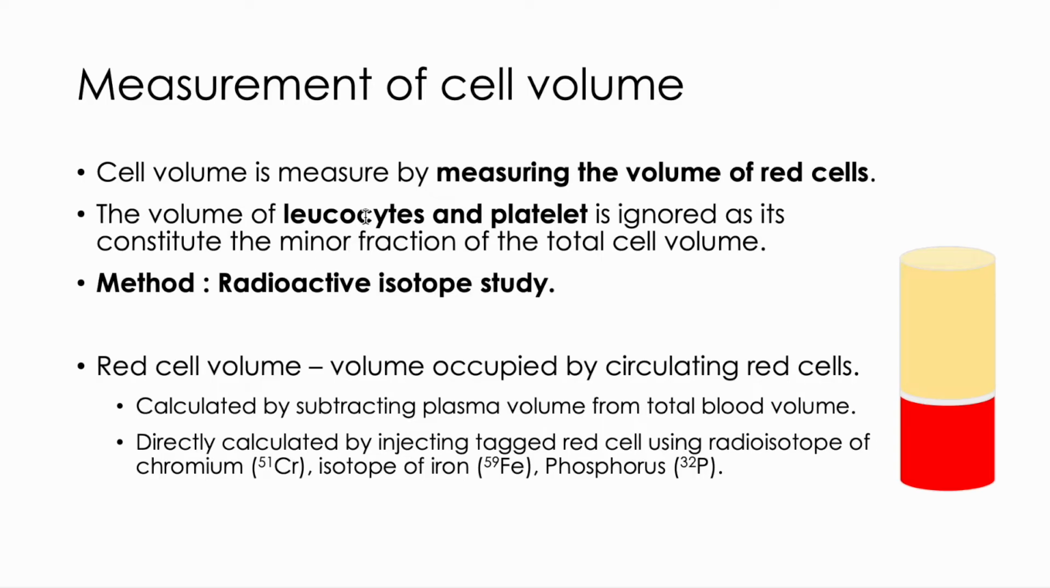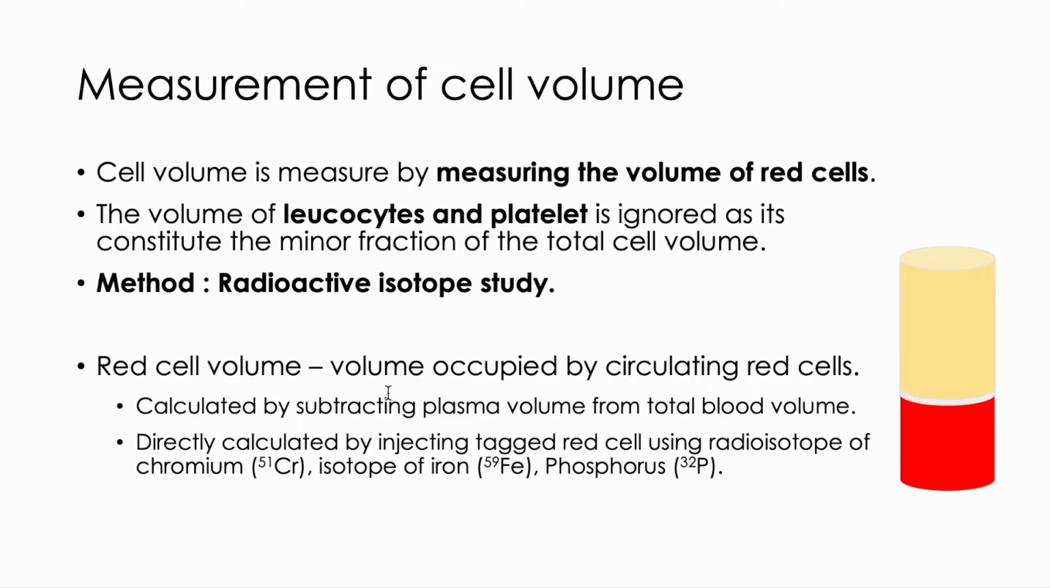So what do we measure when we measure cells? As I mentioned in the first slide, we have a cellular component and a fluid component. That cellular component comes from the leukocytes, platelets, and the majority from the red blood cells. Leukocytes are white blood cells. But the leukocytes and platelets are very minute, therefore we ignore their volume and just calculate the red blood cells. The red cell volume is the volume occupied by circulating red cells.